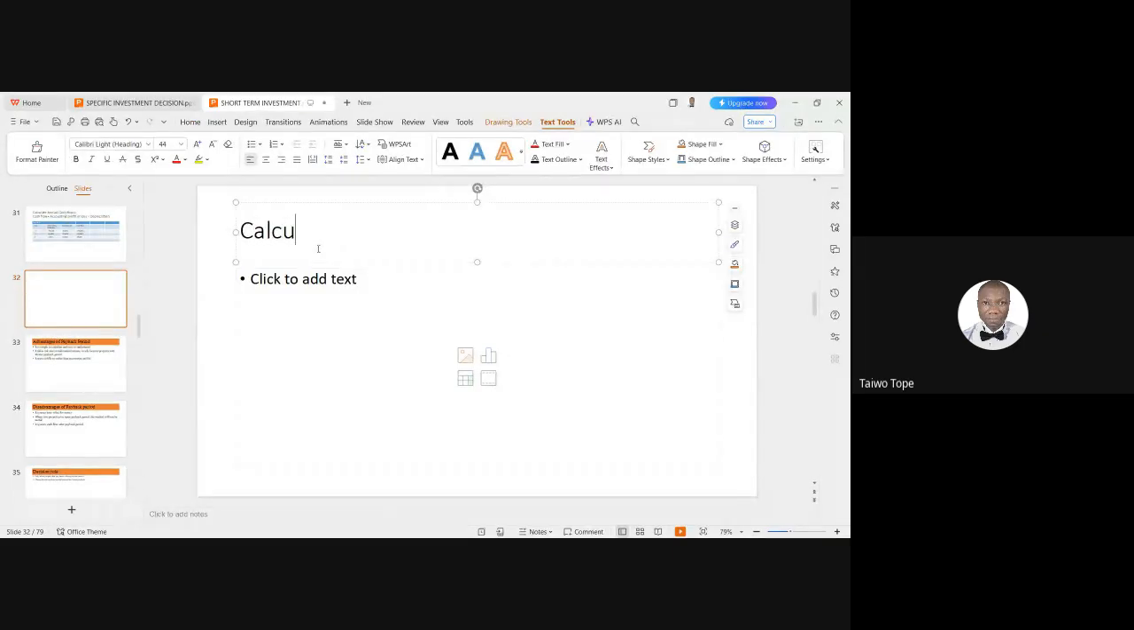Calculate payback period. Calculate payback period for project A, because you will go and solve for project B. I don't want to see strange answers, funny answers.